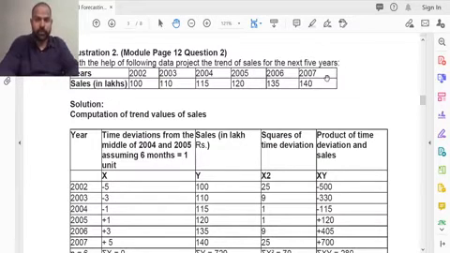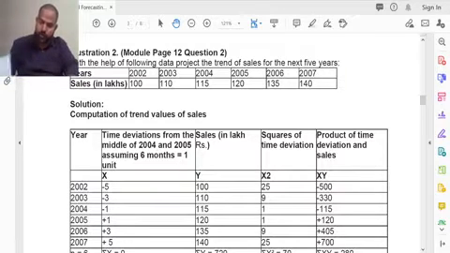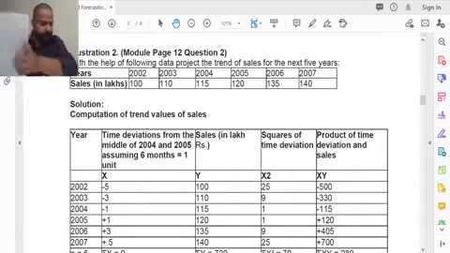So it stopped at 2007. So 8, 9, 10, 11, 12 is the next 5 years that they want you to find. Fine then, let's write down the question and then begin. So let me quickly write down the question and then we will start.